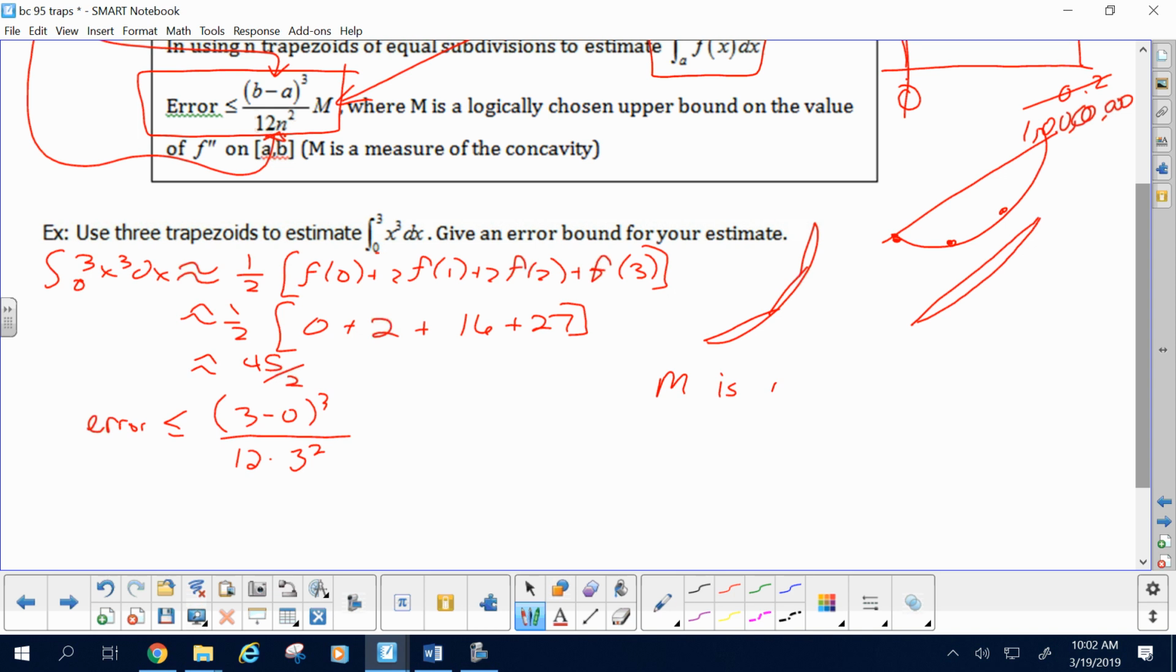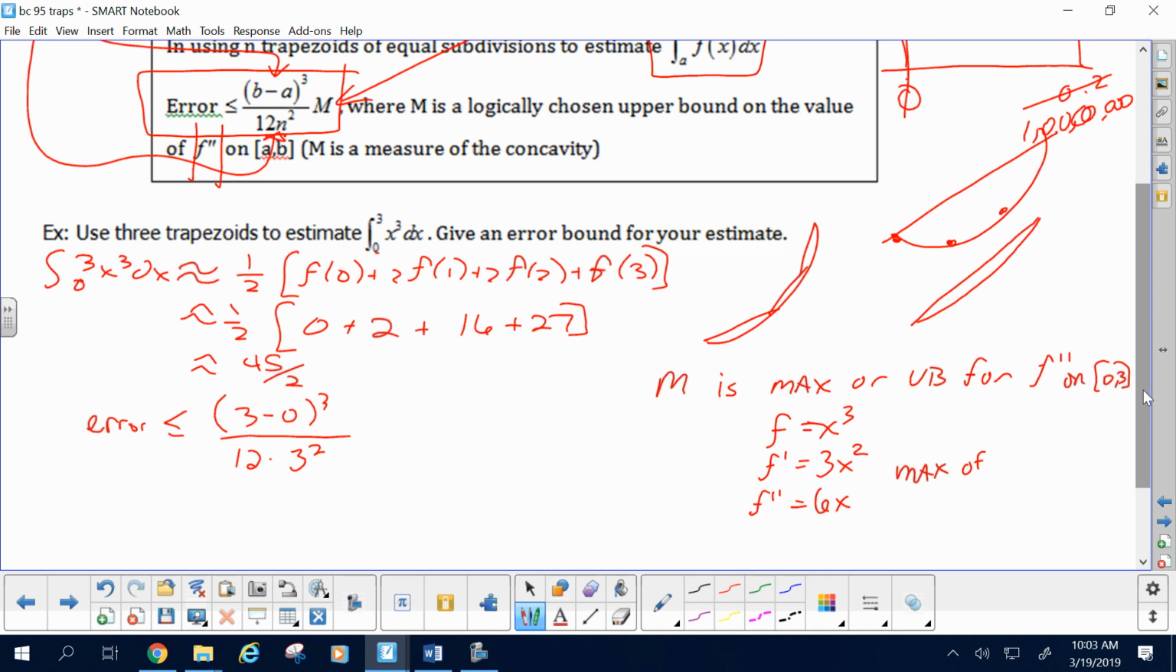M is either a max or an upper bound for the second derivative on the interval from where we're going here. So if f is x cubed, and f prime is 3x squared, and f double prime is 6x. The max of that, now please keep in mind that that's the max of the absolute value of f double prime. Sorry, it's the greatest possible concavity, whether it be concave up or concave down. Sorry, I forgot to change that in my notes.